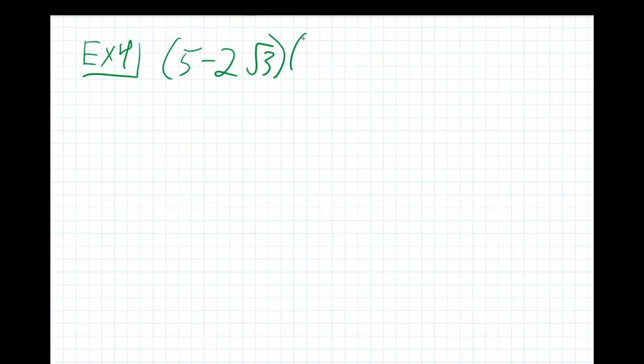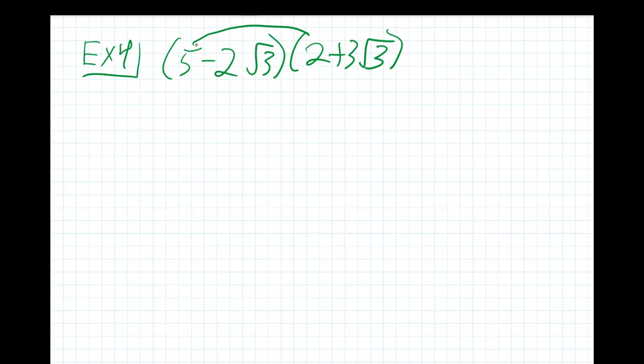So now, last but not least, example 4. We have 5 minus 2 square root of 3 times 2 plus 3 square root of 3. Now here, we have 2 terms in both of these expressions, 1, 2, 1, 2. So that means we have to FOIL.